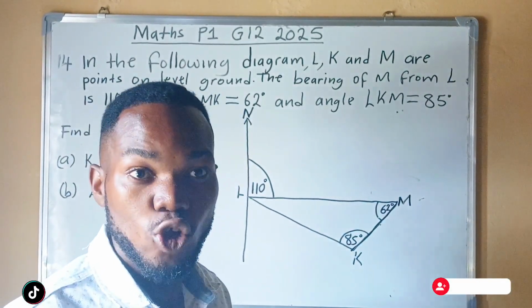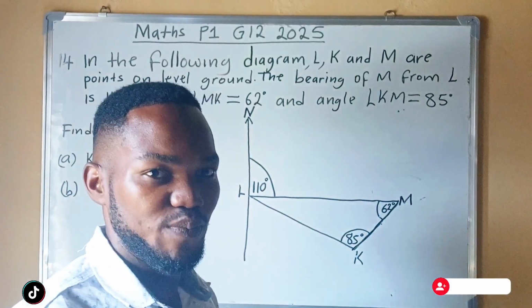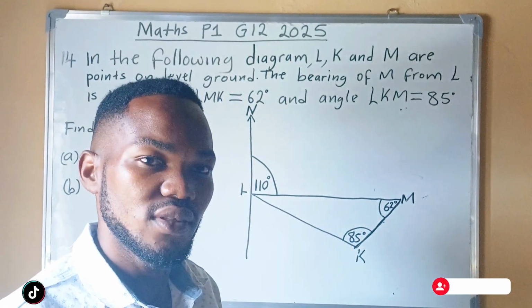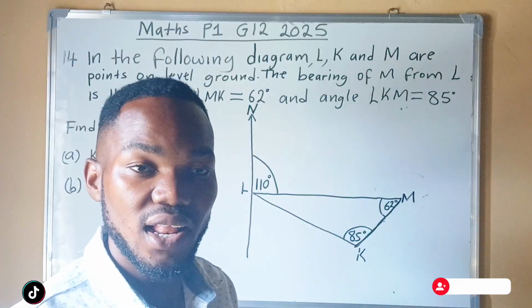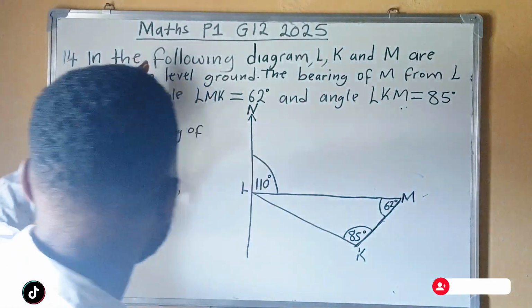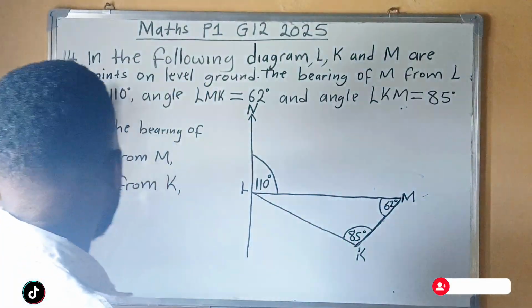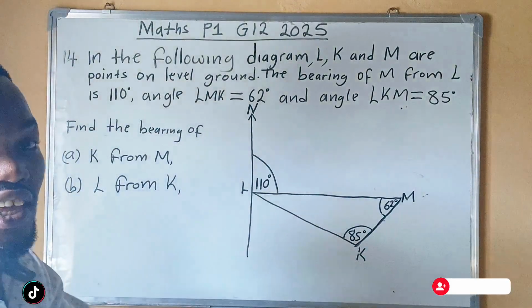In today's lesson, we are looking at a question which came in Mathematics Paper 1, 2025. The paper which came last year. We're looking at question 14. It was a bearing question.